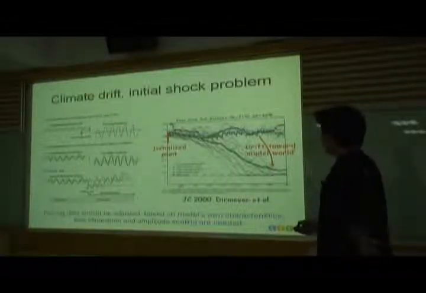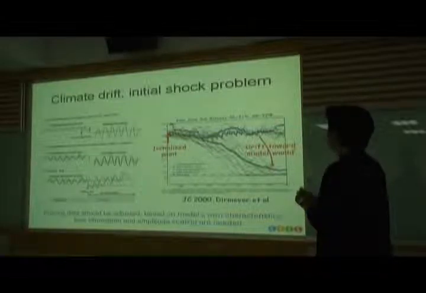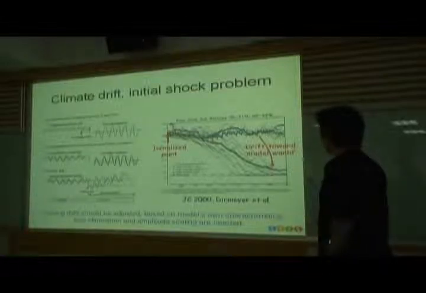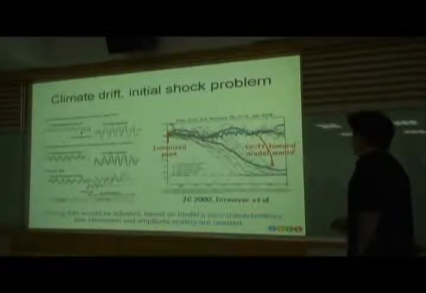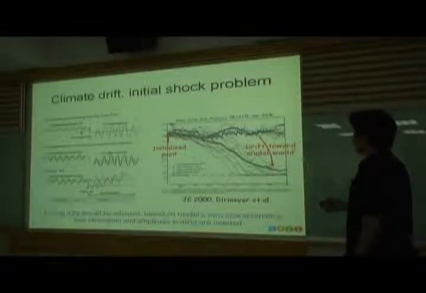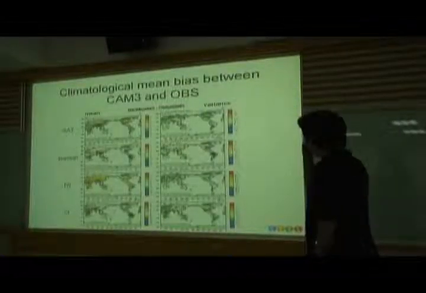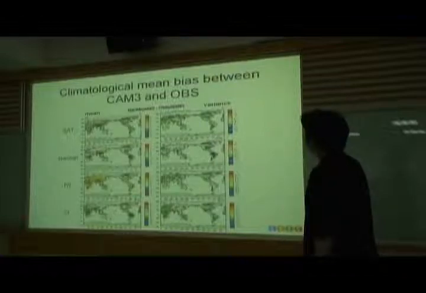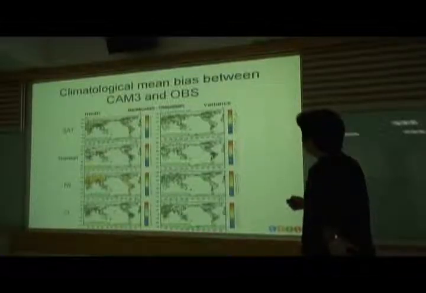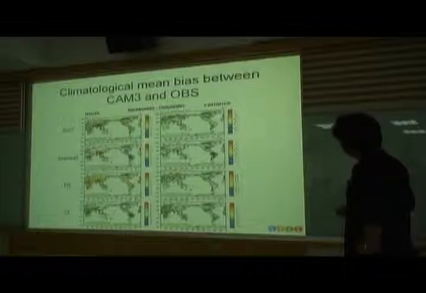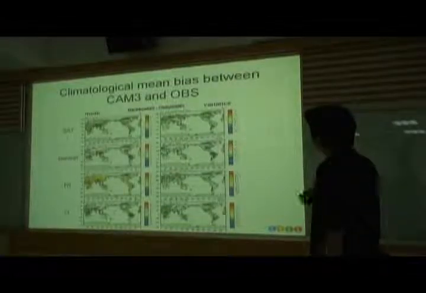So we should overcome this problem. The forcing data should be adjusted based on the model's own characteristics. So bias elimination and amplitude scaling are needed. This is a sample of the mean bias between the model and the observations. There are huge differences between the model and observations, and the model's variance is weaker than observations.